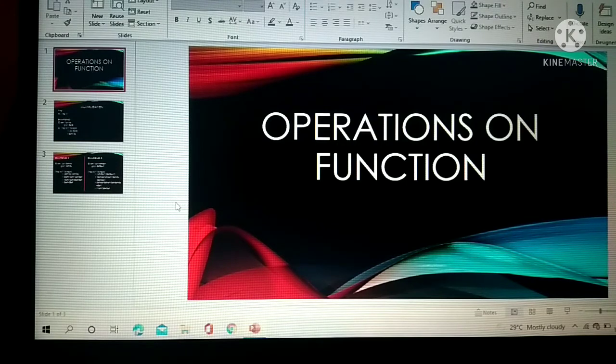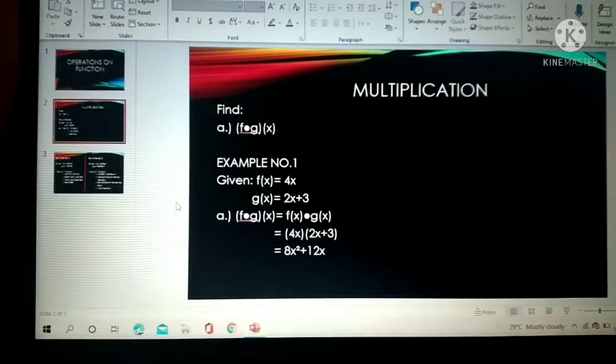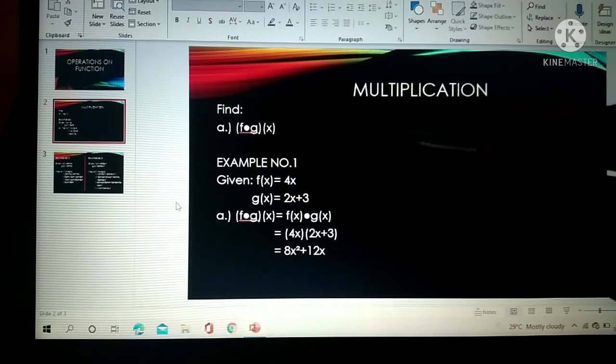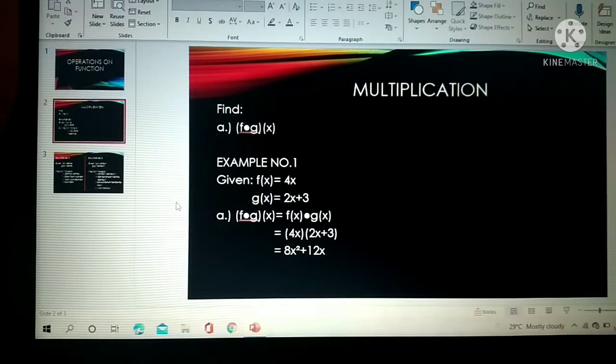Today, I will teach you how to use multiplication as an operation on functions. First, let us have example number 1, where we need to find A, the quantity of f times g times x. For example number 1, the given is f of x is equal to 4x and g of x is equal to 2x plus 3.